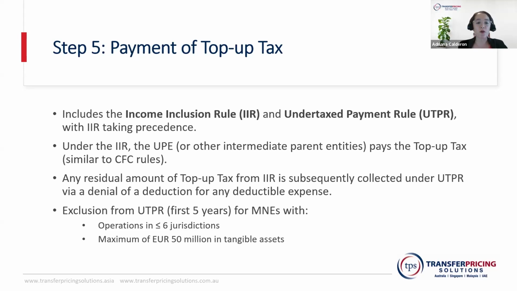There are some exclusions from the UTPR, which is for the first 5 years for multinational companies with operations in less than 6 jurisdictions and a maximum of 50 million euro in tangible assets. So up to here, I have summarized essentially what GloBE is, how the calculation works, and what the goal is. The goal is to make sure that in each country where the entity or the group has operations, there is a minimum effective tax rate of 15%. And if not, then it will have to be paid somewhere under the IIR or the UTPR.